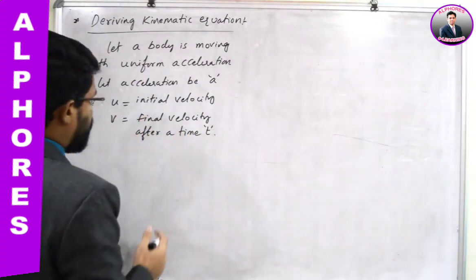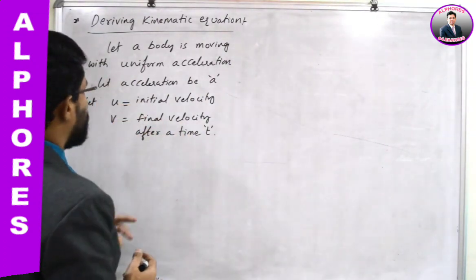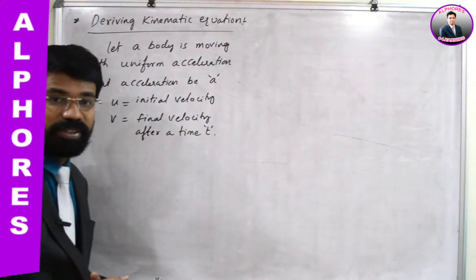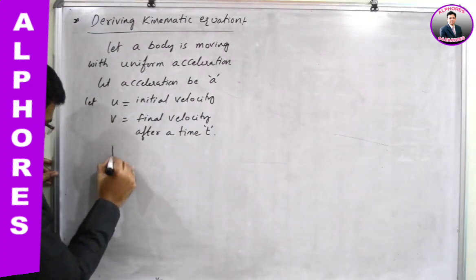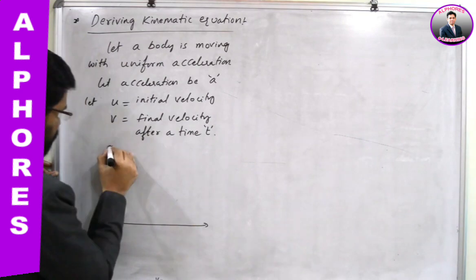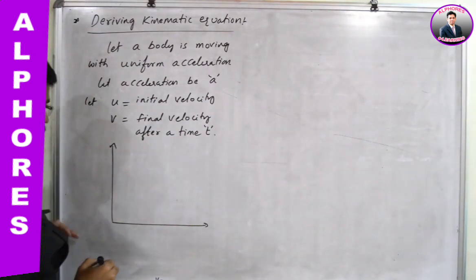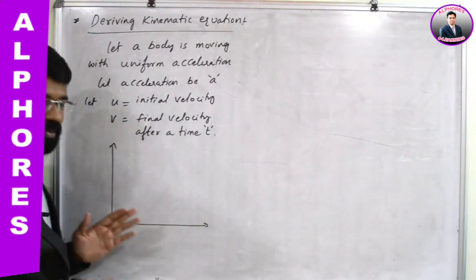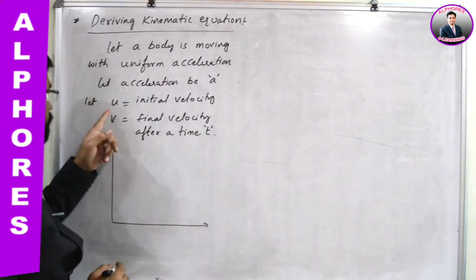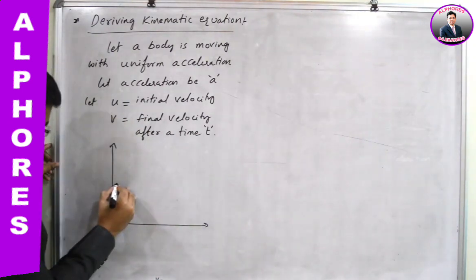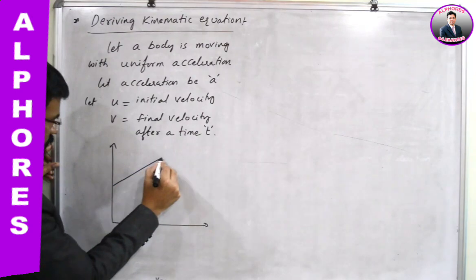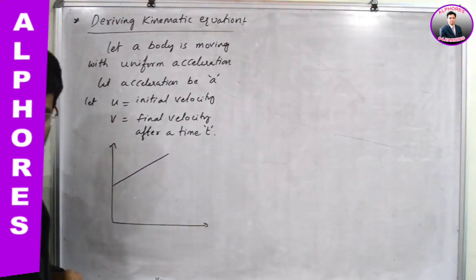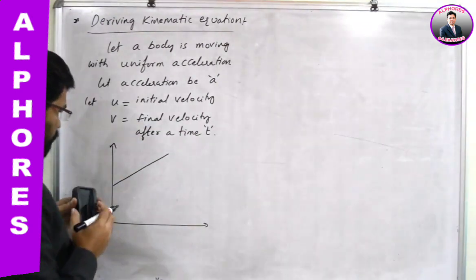I can put everything in the form of a graph. It was clearly mentioned in the description that the motion is uniformly accelerated. Here the initial velocity is not 0, it's u. So the graph is going to be a straight line, but it's not going to start from the origin because the initial velocity is defined here. So you will have a graph something like this.